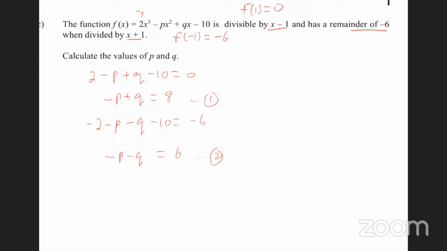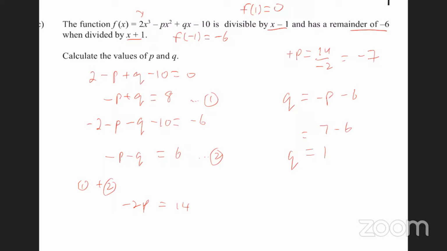Now we're going to take equation 1 and 2 and add them. Positive p is 14 on minus 2, so that's minus 7. And q is equal to minus p minus 6. So that's 7 minus 6, which is 1. Q is equal to 1.